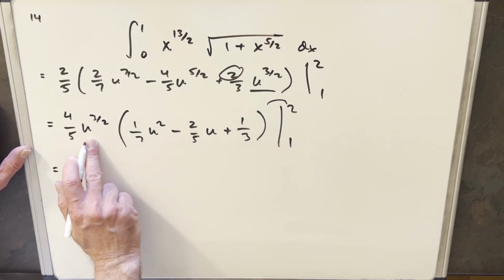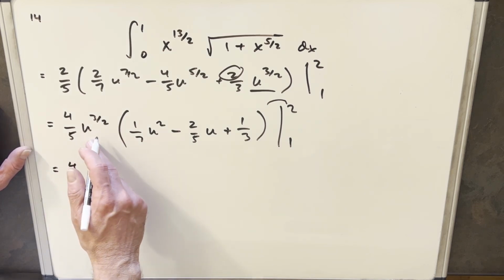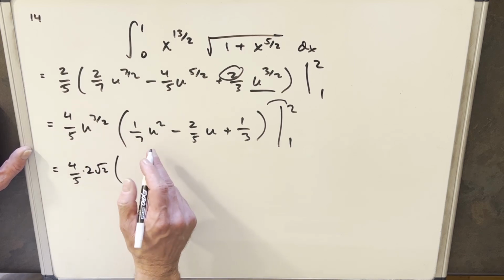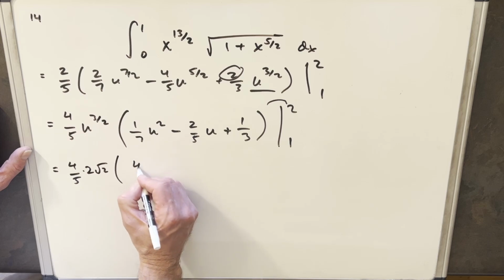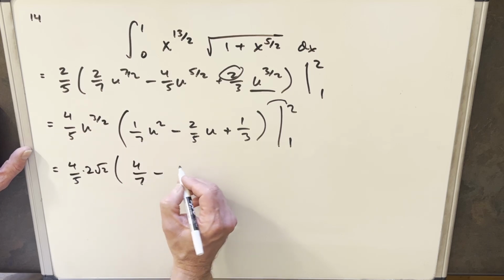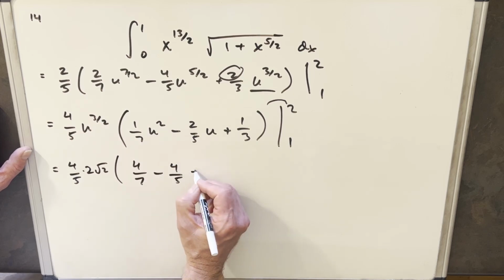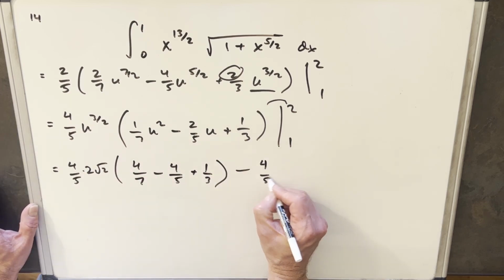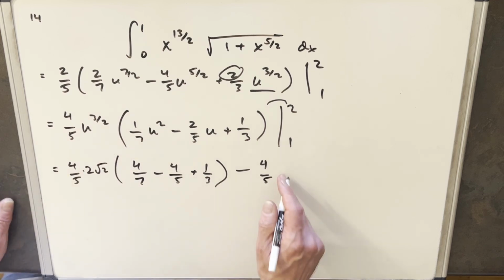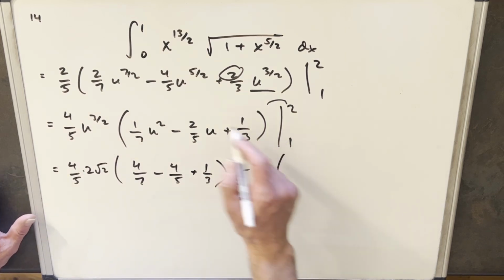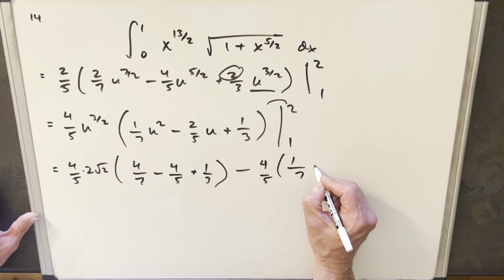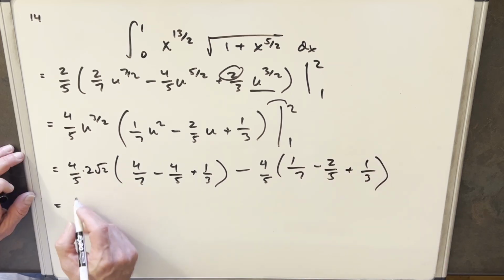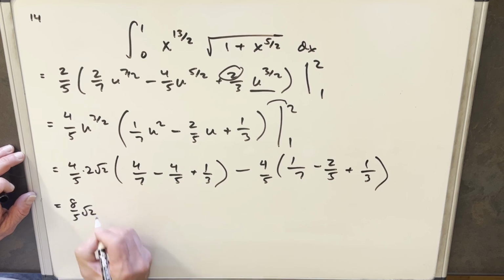So first we'll plug a 2 in here. 2 to the 3/2 I'm going to write as 2 square root of 2. Then plugging in here, 2 squared is going to be 4/7, minus 4/5 here, plus 1/3. Then next for our 1, we're going to have 4/5. 1 to the 3/2 is just 1, so we'll ignore that. Plugging a 1 in here is very simple: 1/7 minus 2/5 plus 1/3. I can write the first as 8/5 square root of 2.